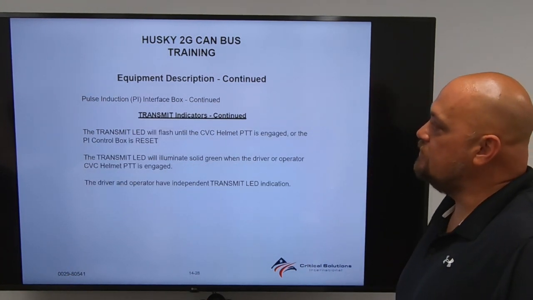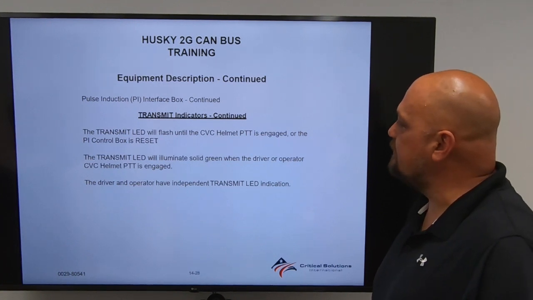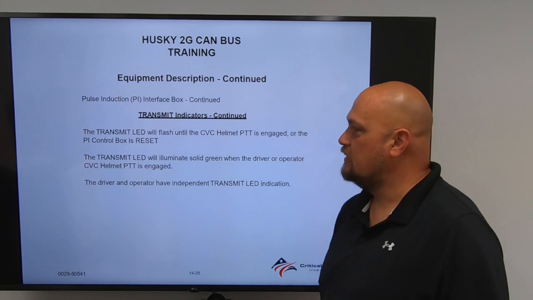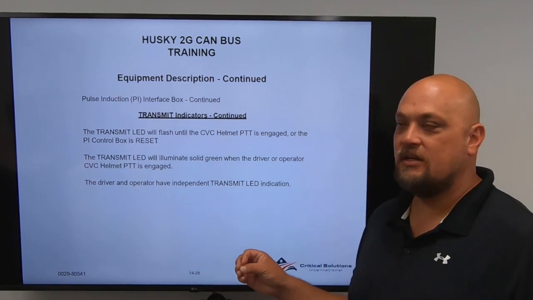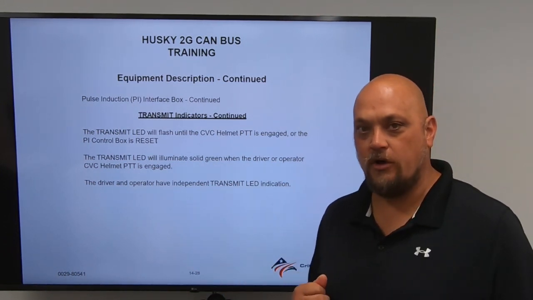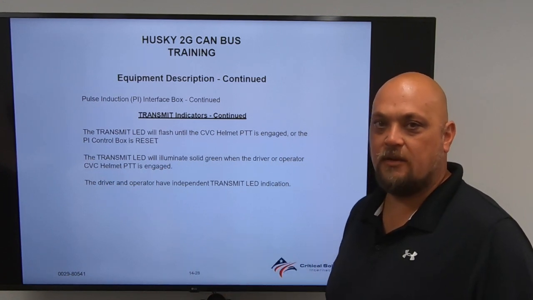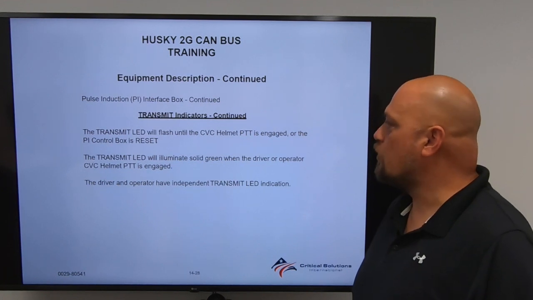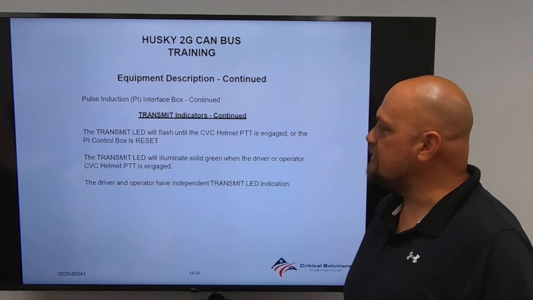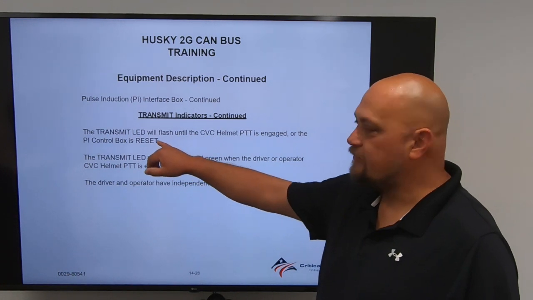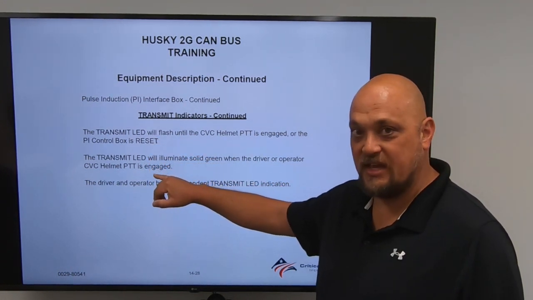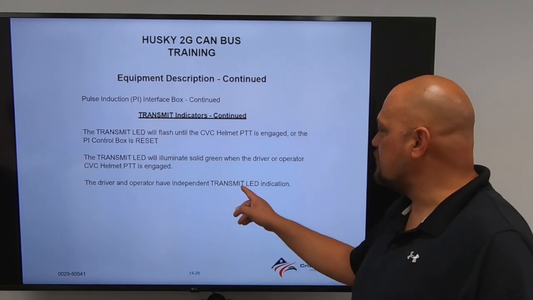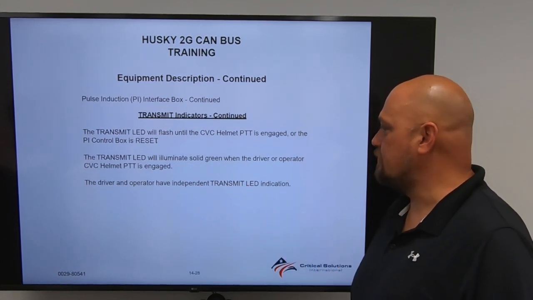Transmit indicators continued. Transmit LED will flash until the CVC helmet PTT is engaged or the PI control box is reset. So that transmit light will flash until you actually press the button on your CVC or you reset the PI box. The transmit LED will illuminate solid green when the driver or operator CVC helmet PTT is engaged. So it'll stay red and flash until you press the button or reset, then it'll turn green. The driver and operator have independent transmit LED indication.